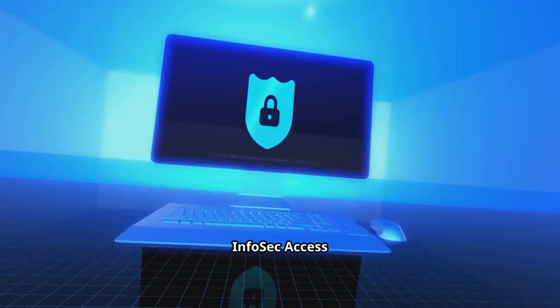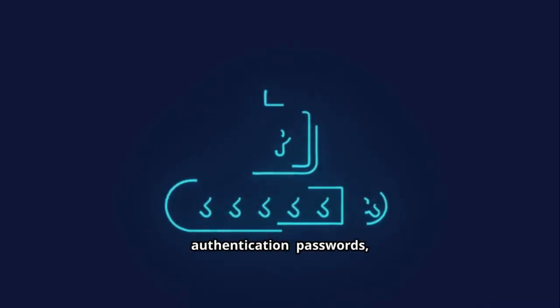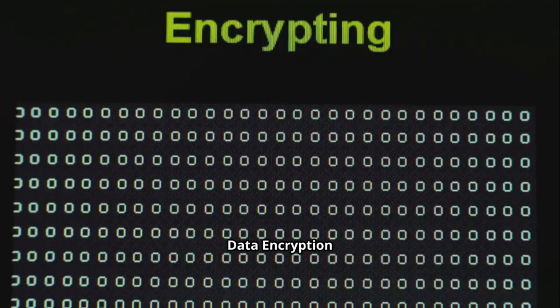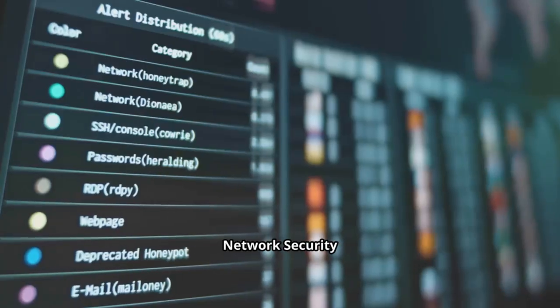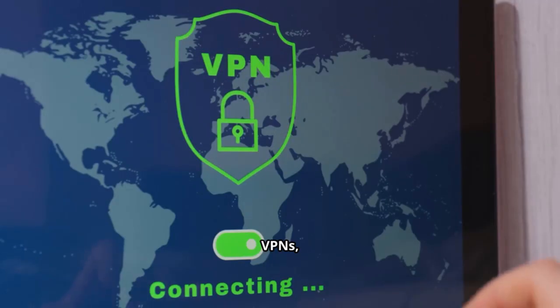Key components of InfoSec. Access control: restricting information to authorized personnel through authentication, passwords, biometrics, and authorization policies. Data encryption: securing data during storage and transmission using cryptographic algorithms. Network security: protecting data in transit across networks using firewalls, VPNs, and intrusion detection systems.